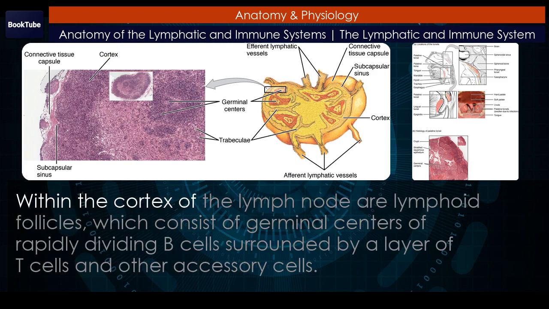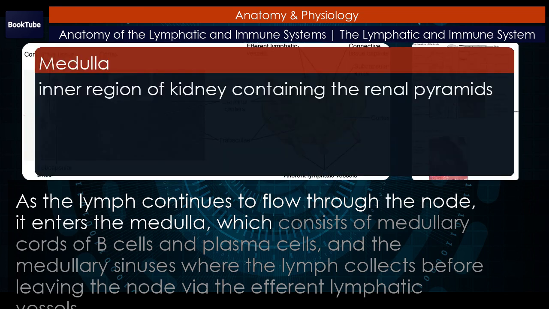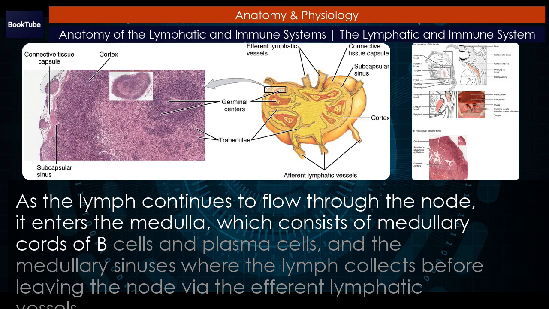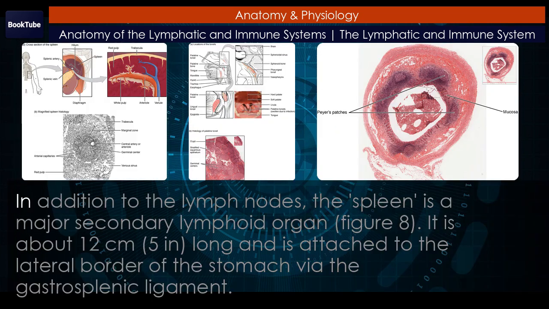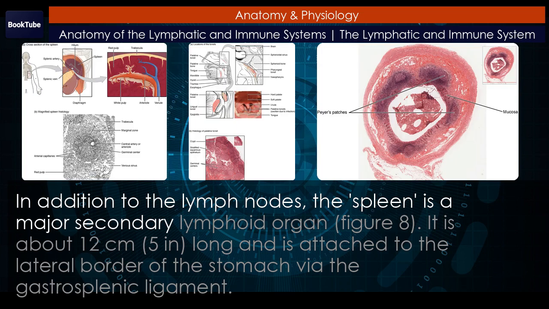Within the cortex of the lymph node are lymphoid follicles, which consist of germinal centers of rapidly dividing B cells surrounded by a layer of T cells and other accessory cells. As the lymph continues to flow through the node, it enters the medulla, which consists of medullary cords of B cells and plasma cells, and the medullary sinuses where the lymph collects before leaving the node via the efferent lymphatic vessels. Spleen. In addition to the lymph nodes, the spleen is a major secondary lymphoid organ.